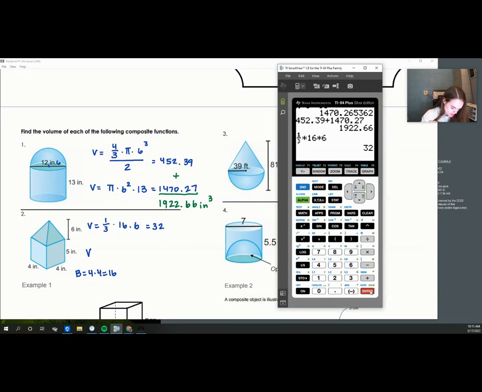And then the volume of the prism is big base, 16, times the height, which is 5. And 16 times 5, I should know that off the top of my head, but is 80. And just like before, we will add those two numbers together. So 112 inches cubed.